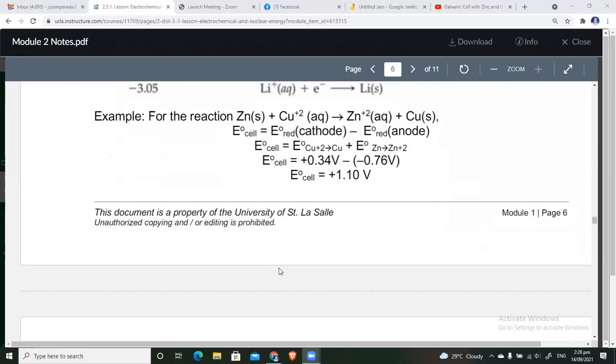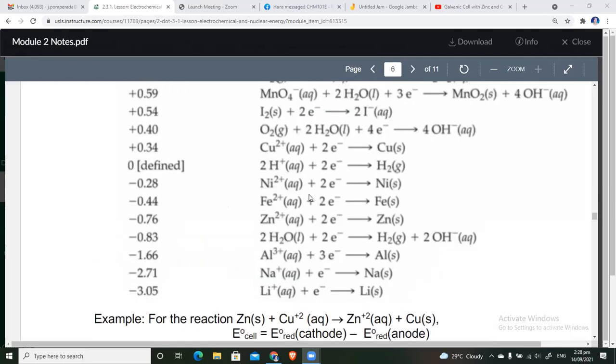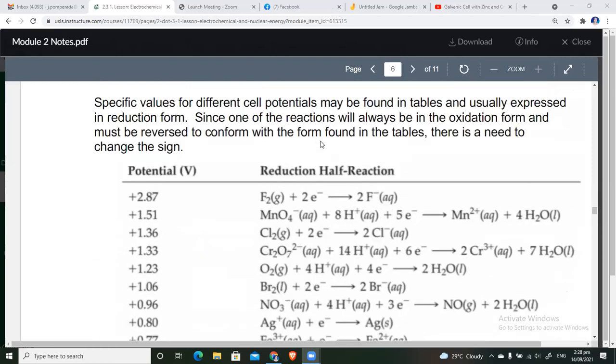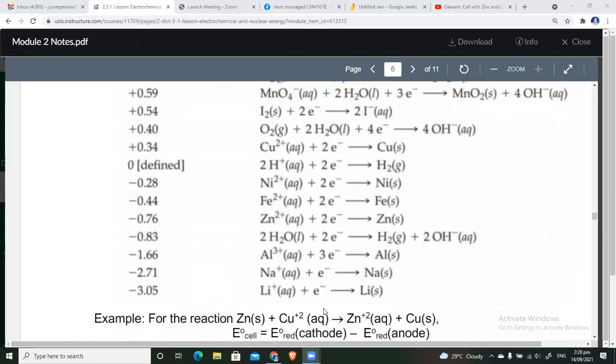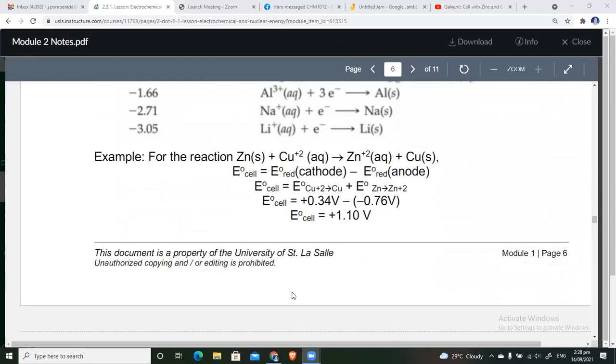Now, before I proceed, do you have any question here as to calculating the overall standard cell potential for a particular redox reaction? None. So you need this, class. You need this for you to be able to get the total cell potential.